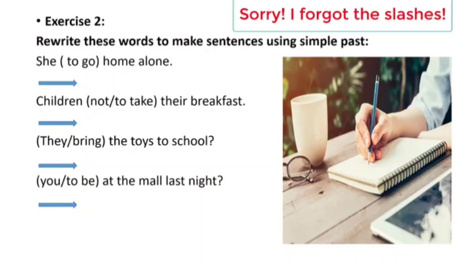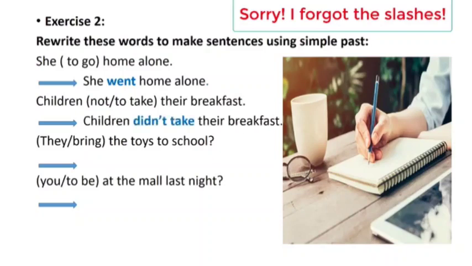What's the simple past of to go? Yes, good. She went home alone. Next one. Children not to take their breakfast. Okay, let's see if you get the answer. Did you get the answer? Yes, good job. Children didn't take their breakfast.